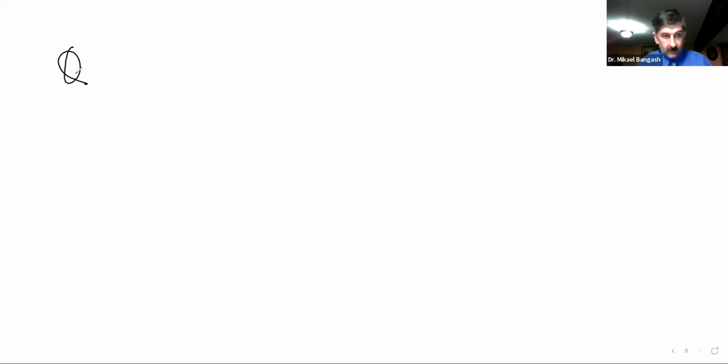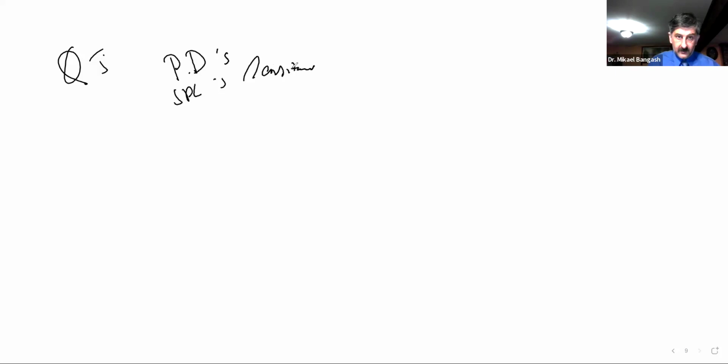So the sensitivity, that's question number 5. Sensitivity of the transducer that creates a shorter pulse is likely to be greater than, less than, or equal to that of a transducer creating a long pulse. So here we can say pulse duration or spatial pulse length, and sensitivity.